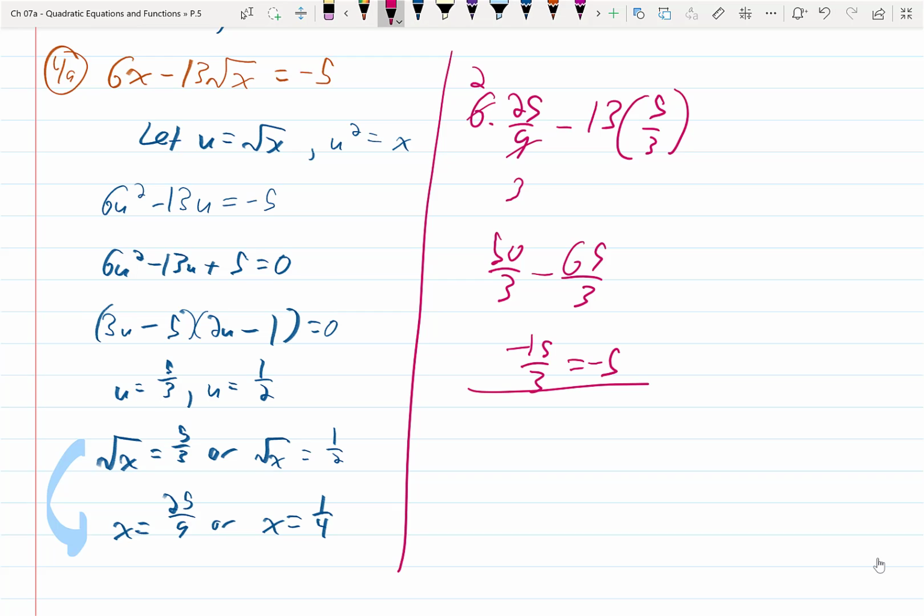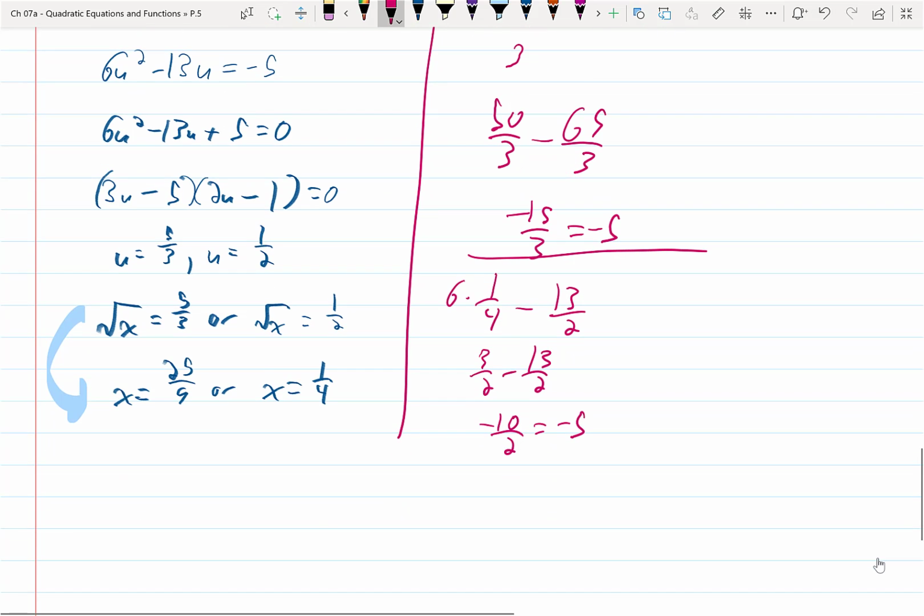25/9 works. Now you have to check 1/4. 6 times 1/4 minus 13 times the square root of 1/4, which is 13/2. This gives me 3/2 minus 13/2, or negative 10/2. That also equals negative 5. Don't automatically assume that things will work or not work depending on whether they're positive or negative. Both of these are acceptable solutions, but you have to establish that by checking both answers.